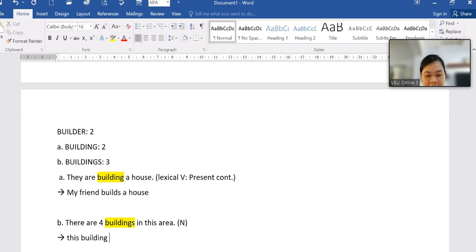Building. House. Four. Oh, I'm sorry. Can you see the screen? Can you see the words? Yes. Right, good. Continue, please.